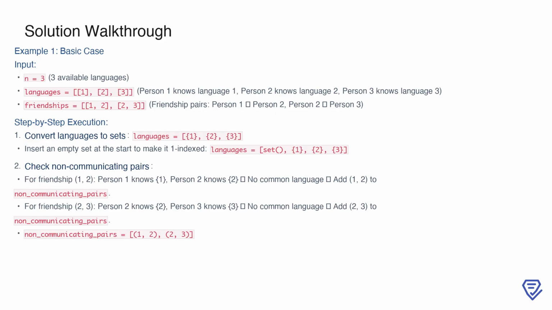Now, for each friendship, we check if the 2 people in the pair share a common language. For the pair 1, 2, person 1 knows language 1, and person 2 knows language 2, which means they do not share a common language. We add this pair to the list of non-communicating pairs. Similarly, for the pair 2, 3, person 2 knows language 2, and person 3 knows language 3, so they also cannot communicate. The final list of non-communicating pairs is [1, 2], [2, 3].